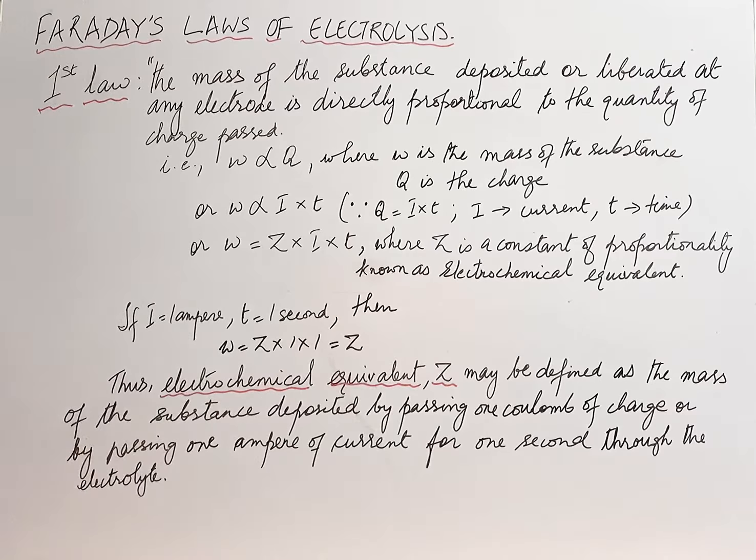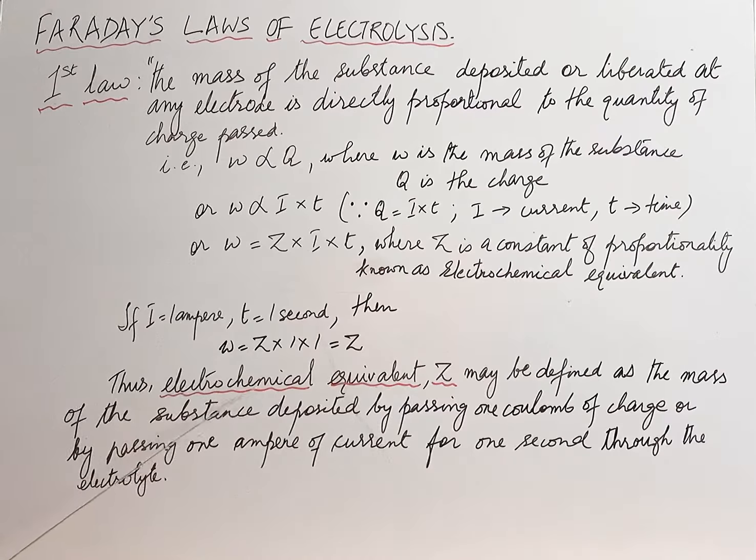time. Whenever we have a sign of proportionality, we always try to replace it with a constant. So here the constant we are choosing for this particular equation is the letter Z, which is known as the electrochemical equivalent. So next step, what do we have to do? We always have to try and define what this constant means. So if we take the unit values of time and current, so if I is equal to 1 ampere, T is equal to 1 second, then the mass of the substance deposited is equal to the electrochemical equivalent.